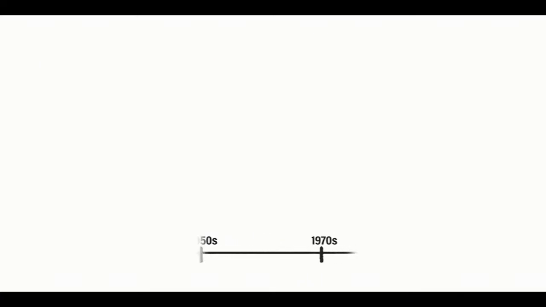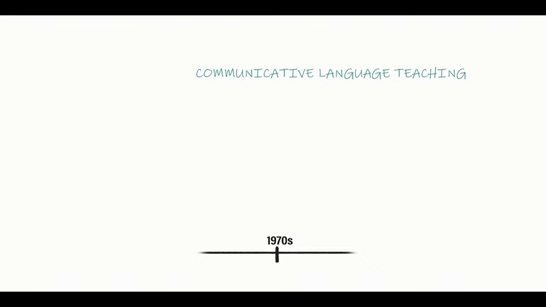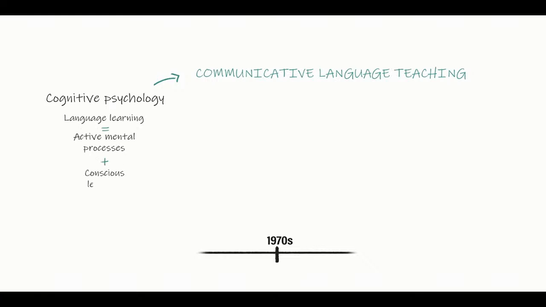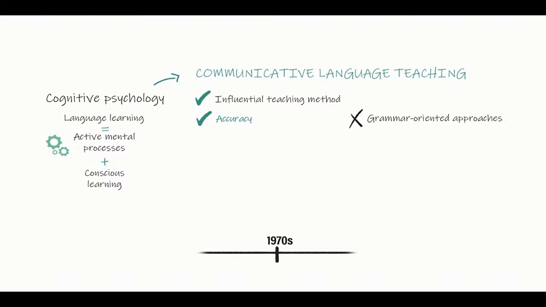In the 1970s and 80s, communicative language teaching emerged as a method. This was thanks to the emergence of cognitive psychology, which claimed that language learning involved active mental processes and conscious learning, and not just getting rid of old habits. Communicative language teaching is an influential teaching method to this day. It started as a reaction to grammar-oriented approaches, focusing on accuracy, and it argued that the goal of language teaching is communication, which is achieved by actually communicating in the target language in class.